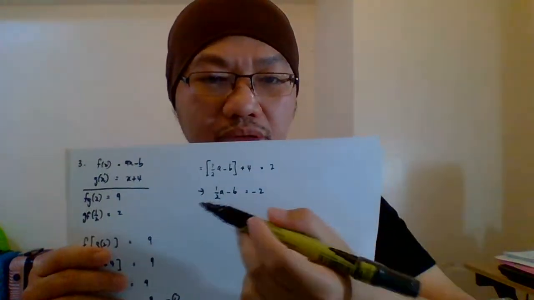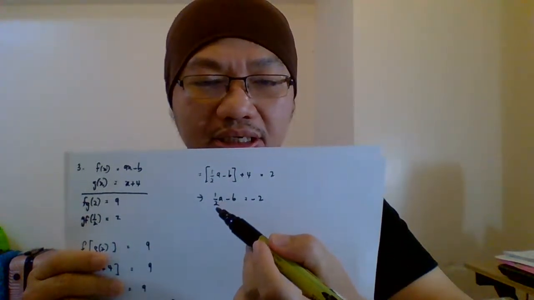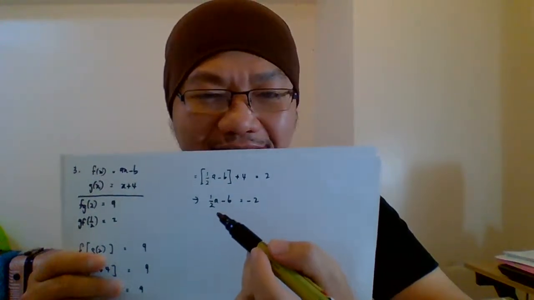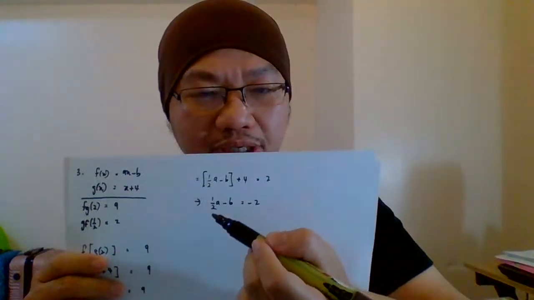Equals negative 2. We simplify. Since there's a fraction here, I'm allergic to fractions, so we need to eliminate the over 2 here by times everything with 2. Then we're supposed to get a minus 2b equals to negative 4 as your second equation.